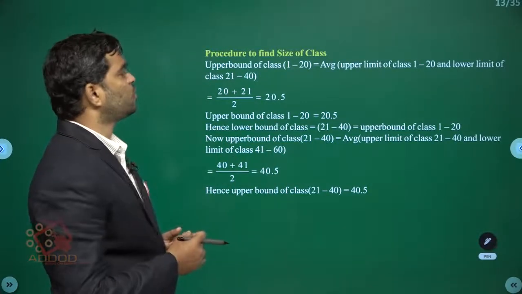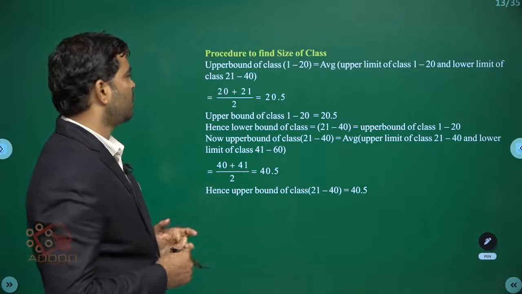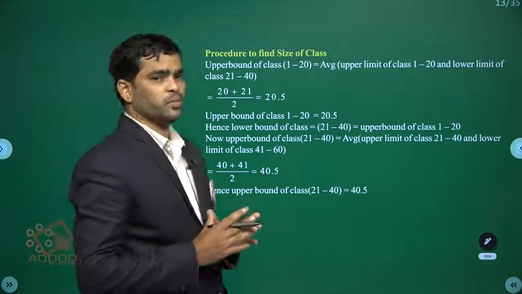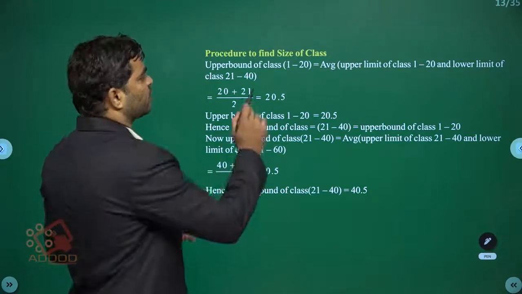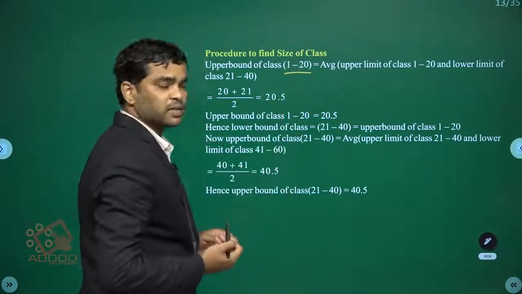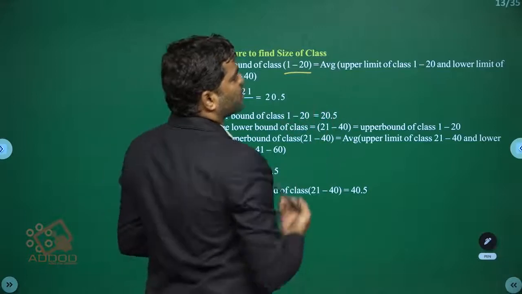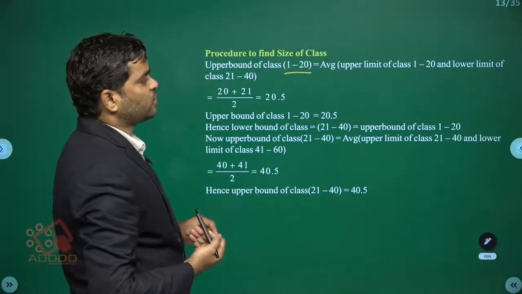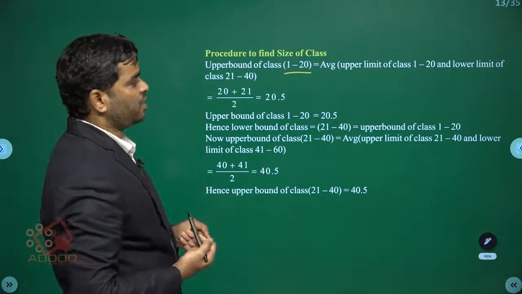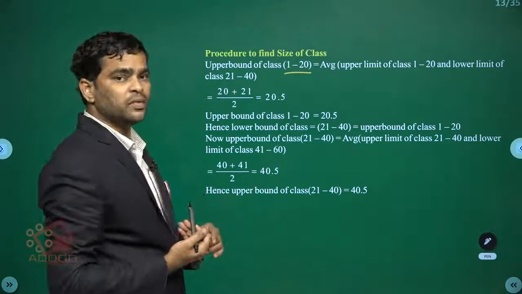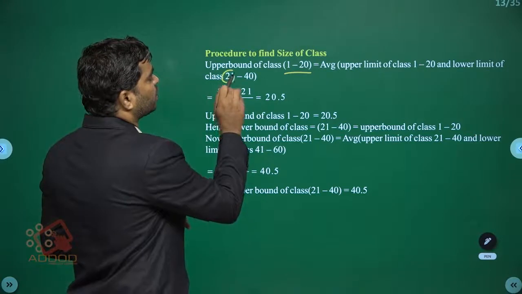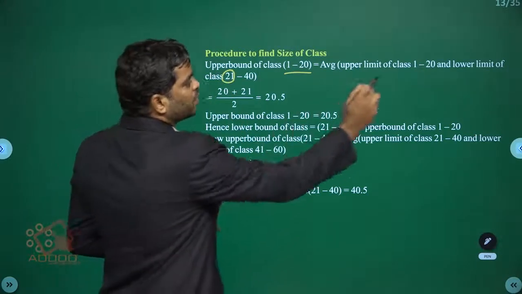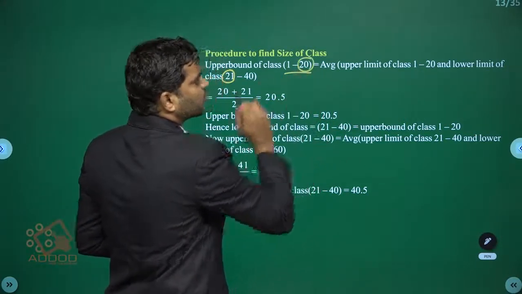Okay, procedure to find the size of the class. How to find the size of the class? Upper bound of the class, for example the 1 to 20 class interval, is the average of the upper limit of class 1 to 20 and the lower limit of class 21 to 40. That means here the lower limit of this class is 21, here the upper limit of this class is 20.